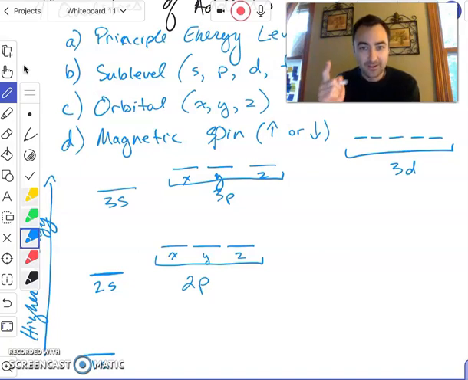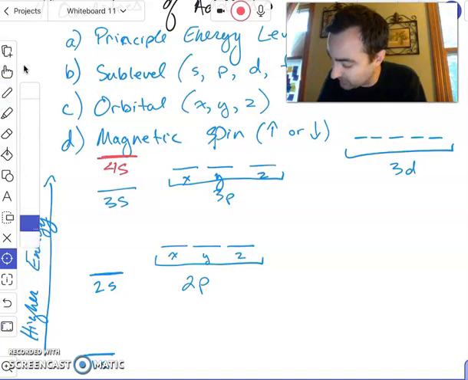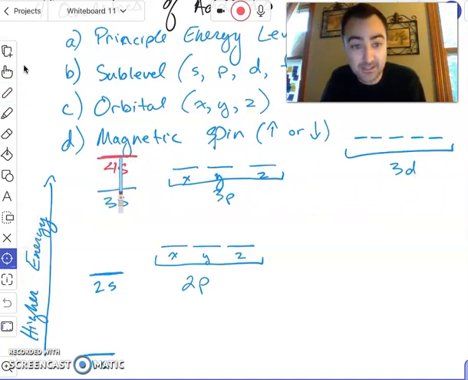One very unusual circumstance is that the first sublevel of the fourth principal energy level is lower in energy than the 3D sublevel. If we were to draw a line across, you can see the 4s comes before the 3D.